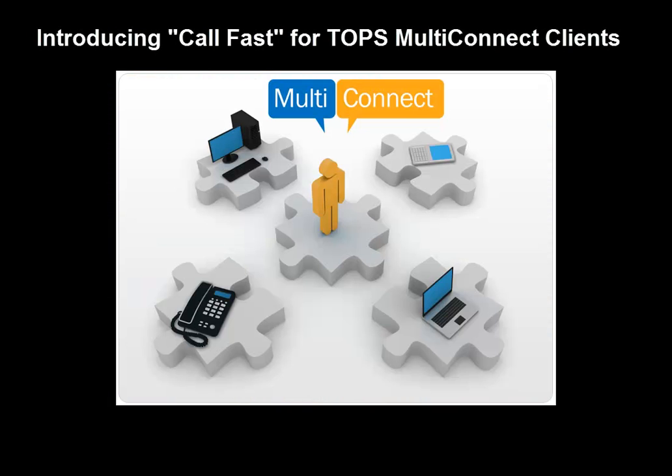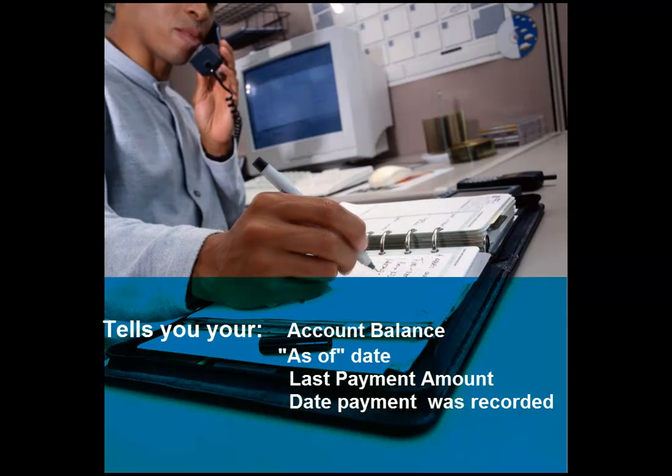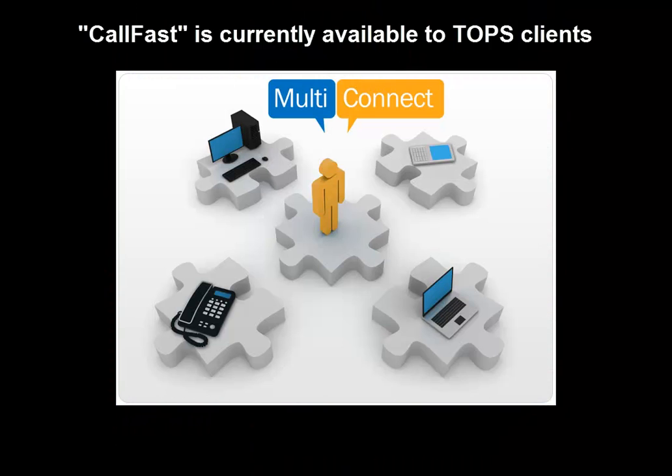For our TOPS clients, we're now introducing Call Fast. Multi-Connect and TOPS software users will be excited to hear about our newest feature. Residents will be able to call a phone number that's unique to your community to retrieve information about their account balance. The caller is checked against the community address book to confirm their information. When a match is found, it will prompt the user to request account information where the resident will hear their account balance, as of date, last payment amount, and the date the last payment was recorded. This feature will reduce calls to your office and give residents another option to retrieve their account information.